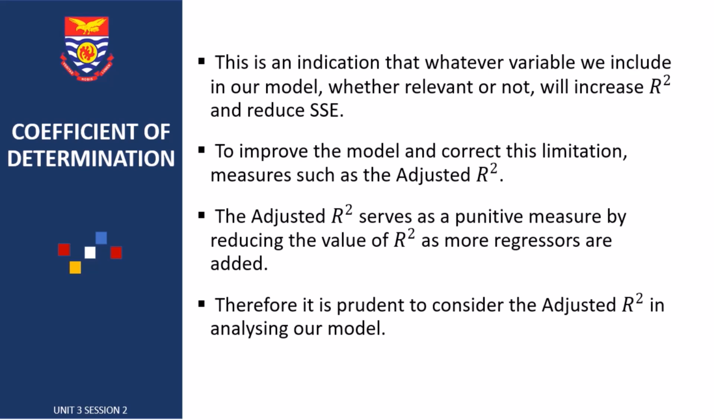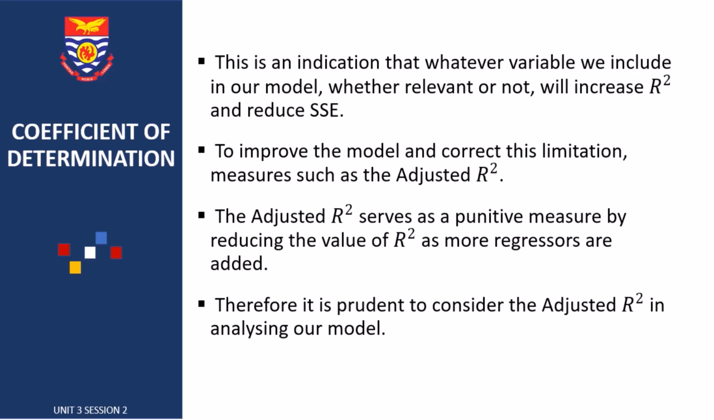So to improve upon the model and correct this limitation, measures such as the adjusted R square are used in our estimation. The adjusted R square serves as a punitive measure. It serves as a punitive measure by reducing the value of the R square as more and more regressors are being added. So it was established that the more parameters that you add to your model, the higher your R square will become. Therefore, the adjusted R square was introduced, which will serve as a punitive measure.